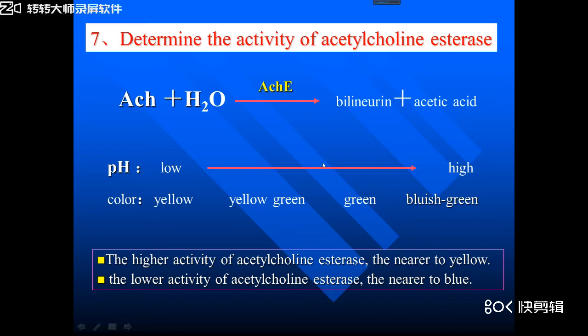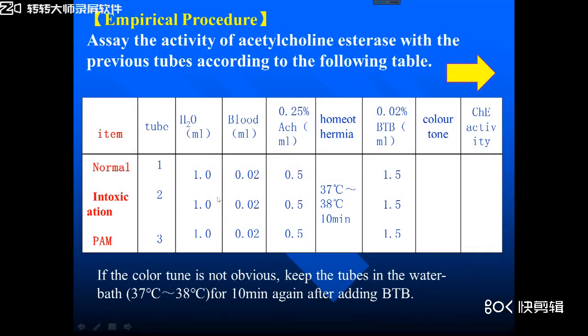Okay, so from this, let's continue our experiment. We have 3 tubes: the first, second, and third tube. In them, we have added 1 milliliter distilled water in each tube, and we also add 20 microliter blood.